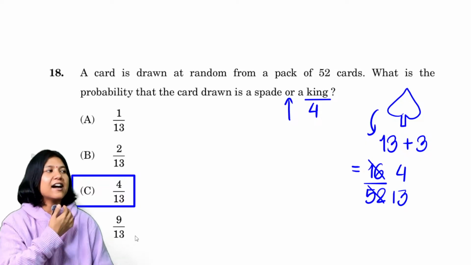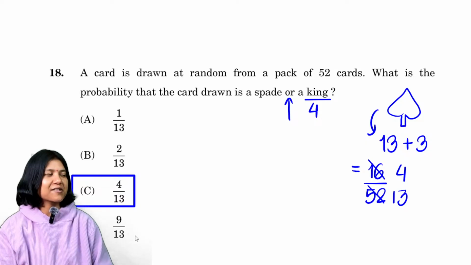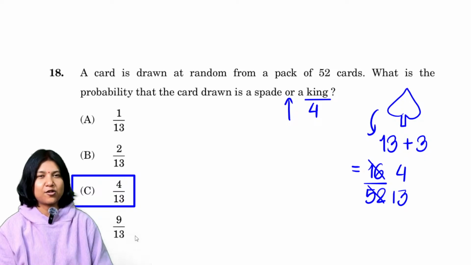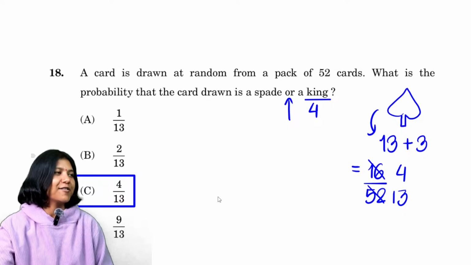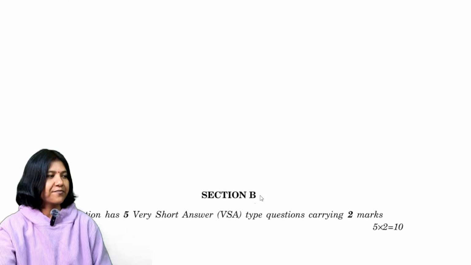So this is how exactly I approach this question. I hope this made sense to you, right? Why I considered just 3 kings and not 4. I think it does make sense, it is logical. So that was question 18.